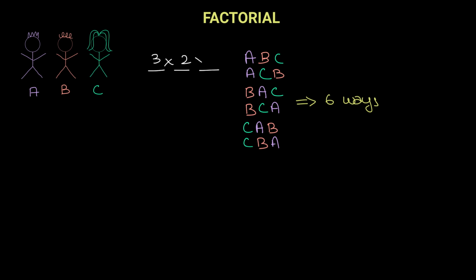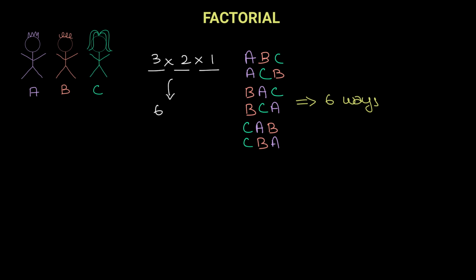And then for the last position, once we have chosen someone for the first 2 positions, we are left with 1 possibility. As you can see, if we choose A, B, we are left with C. If we choose A, C, we are left with B. Multiplying 3 into 2 into 1 gives you 6.